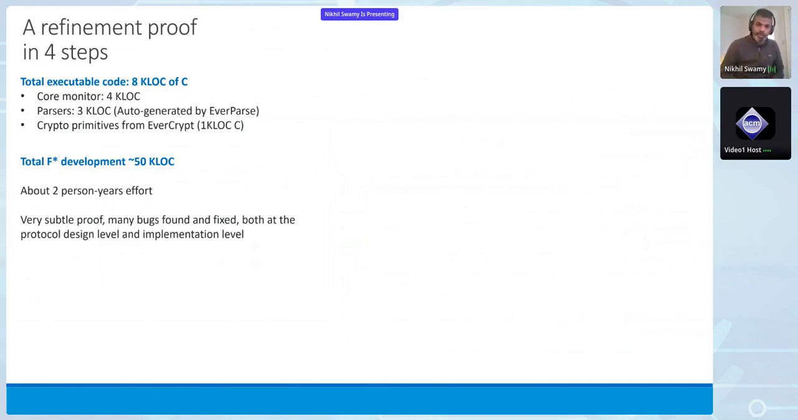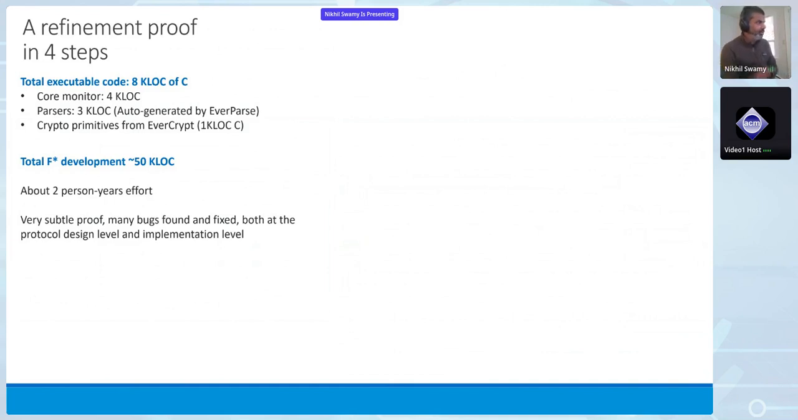So the core monitor is about 4,000 lines of C code. And we combine that with about 3,000 lines of parsers that we produce automatically from a tool chain called Everparse. That's a parser generator in F star. And we use existing verified cryptographic primitives from the Evercrypt cryptographic provider, which is also verified in F star. The total F star development to produce this much verified code takes about 50,000 lines of F star code and proof. And that's about a 2-person-year effort.